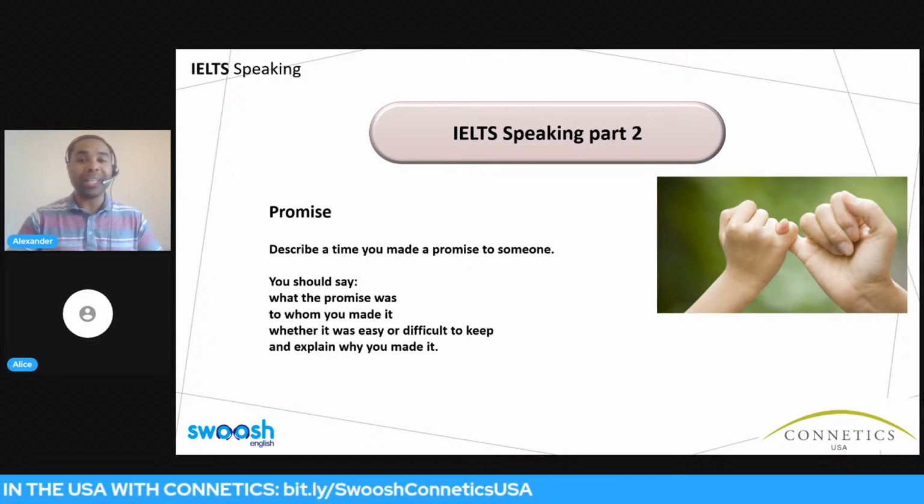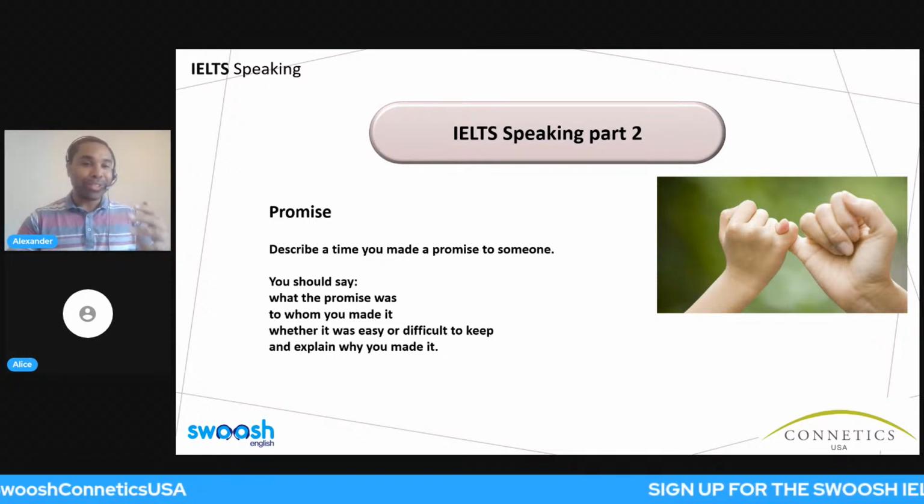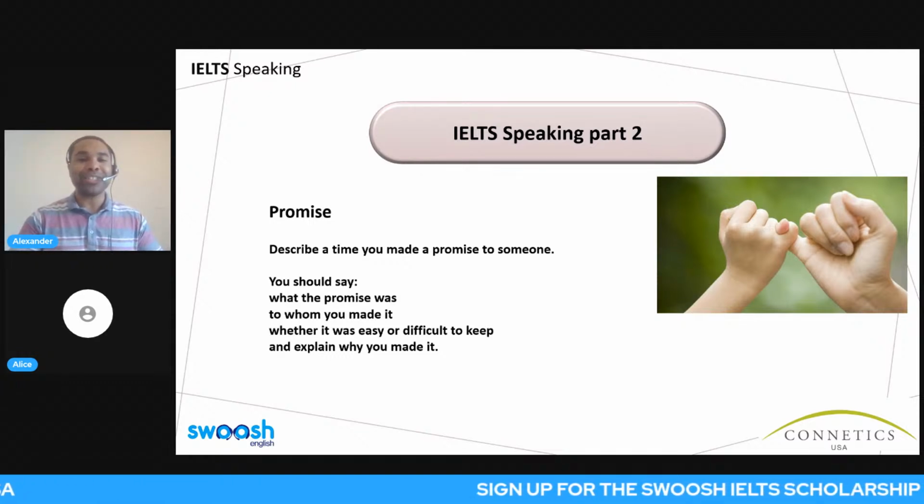Your approach worked really well, Alice. There's certainly no issue in terms of how you were able to use your fluency in this section of the exam. So well done.